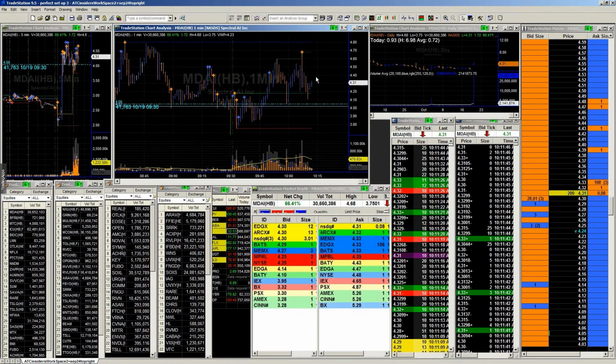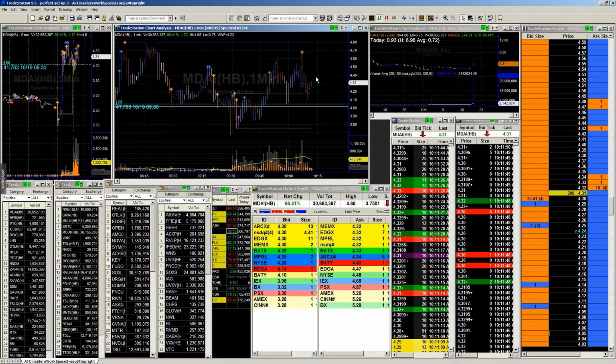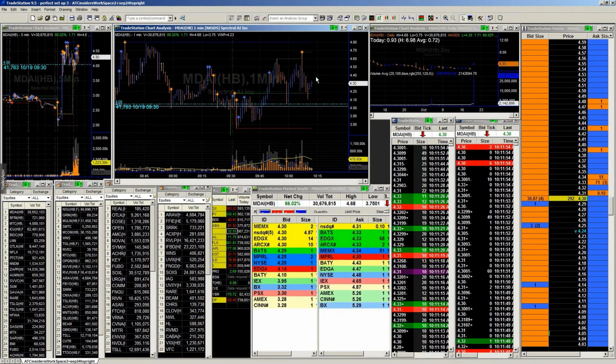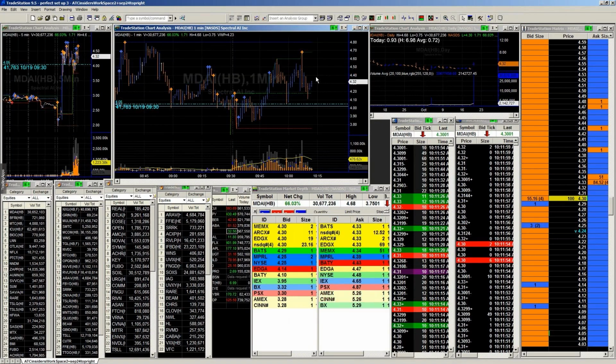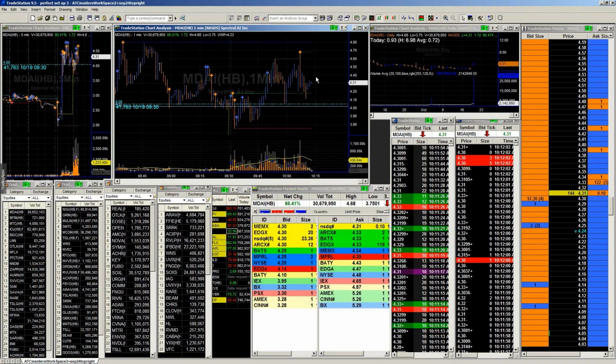Not a huge trade, definitely not the prettiest trade, but was it a high percentage trade? And that's the key. Not the biggest, not the prettiest, but was it high percentage? Absolutely. And that's all that matters.